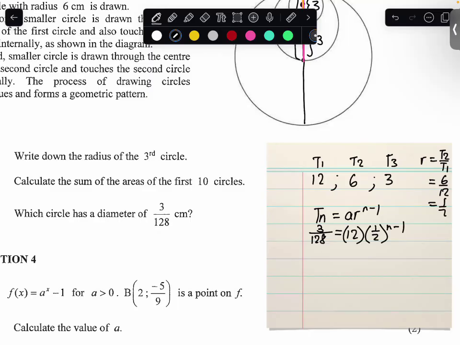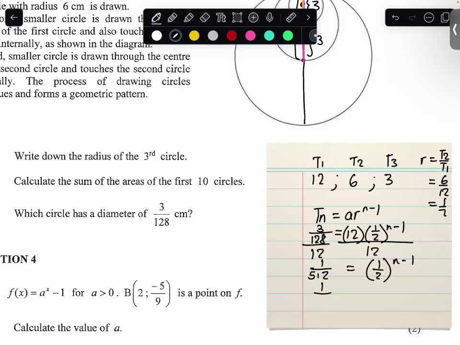The first thing I'm going to do is divide both sides by 12. Give me 1 second. Right, it gives me 1 over 512 is equal to 1 over 2 all to the n minus 1. You're solving for an exponent. So I'm going to make my bases the same. This is 1 over, prime factorize that 512.